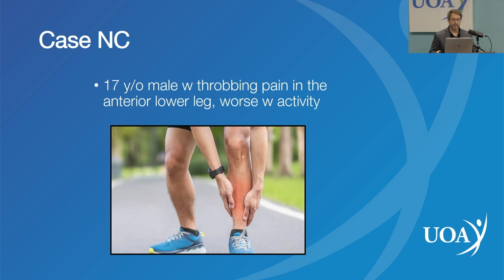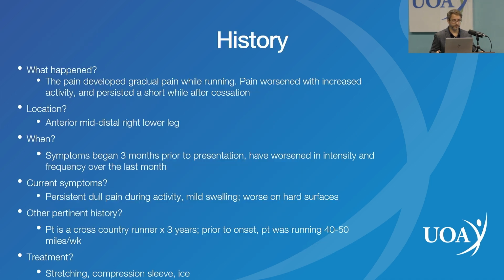So NC is a 17-year-old male with throbbing pain in the anterior lower leg, worse with activity. Pain developed gradually while running, and it worsened with increased activity, persisted for a short while after he stopped as well. Located mostly on the anterior mid to distal right lower leg, and the symptoms began about 3 months prior to presentation in the office.